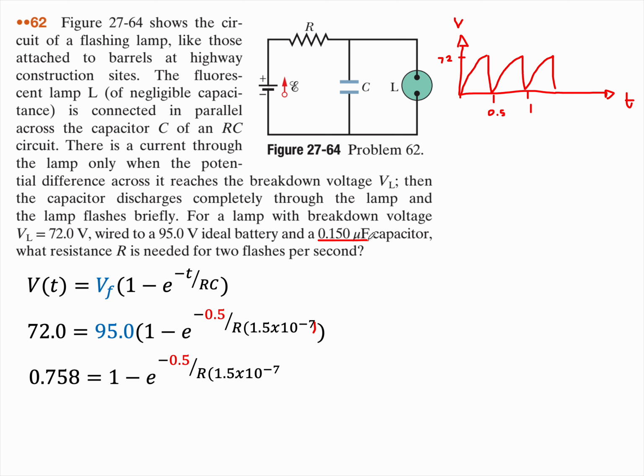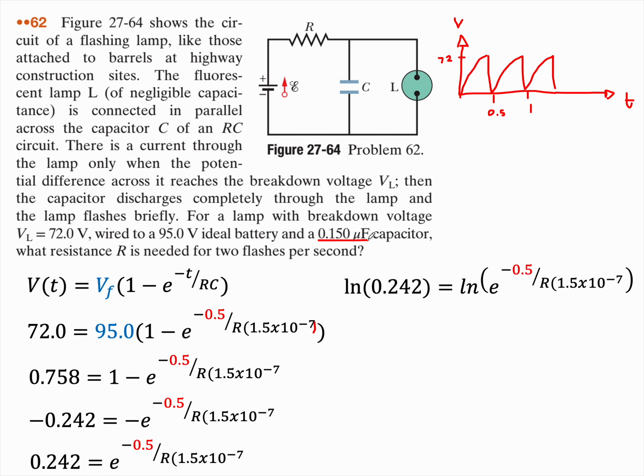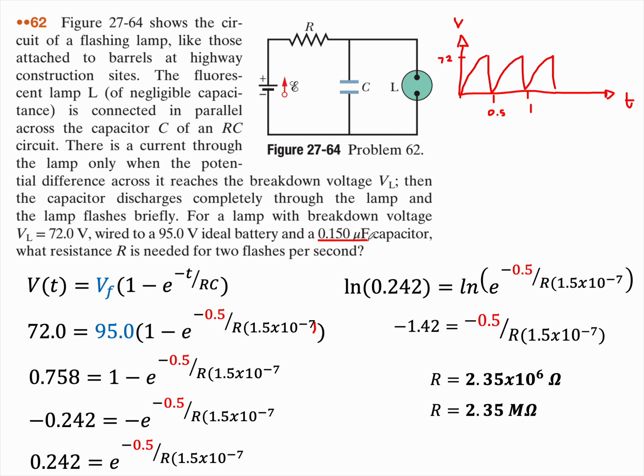Dividing both sides by 95 gives us that. Subtracting 1 from both sides gives us that. Dropping the negative sign, just for clarity, gives us that. Taking the ln of both sides gets rid of the e on the one side, gives us that. And then just rearranging it, we can find the resistance: 2.35 times 10 to the 6th ohms, or just 2.35 mega ohms.